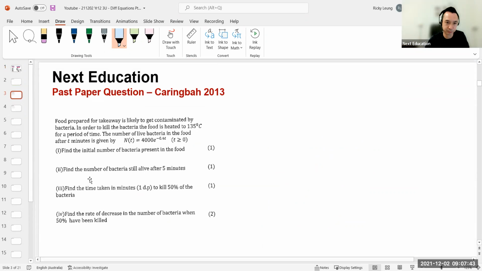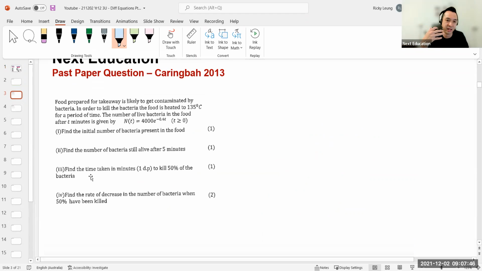a past paper question from Kambala. Questions like this are classics. The context is that we have food that's heated up to a certain degree to kill bacteria, but ultimately it is this formula that determines the population of bacteria. You can see it's not the modified version because it's just A e to the minus. So ultimately we're going to get a graph that heads towards zero. It's actually like the context of radioactive decay. We start with what appears to be 4,000.